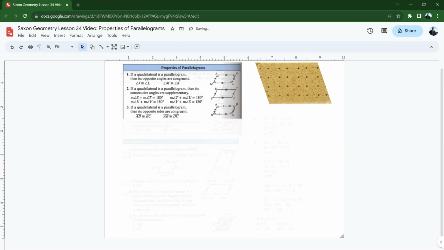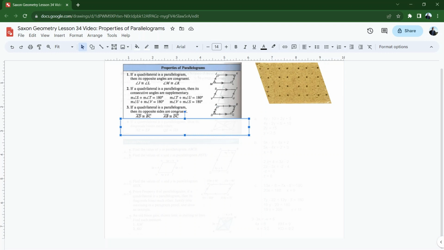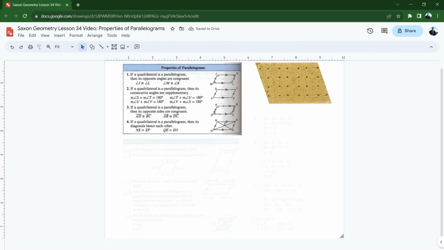And then we can also say that the opposite sides are congruent. The opposite sides have the same measure. And then finally, this is a little more complicated, we need to think about the diagonals, the lines that are connecting opposite vertices from each other to each other. Those lines will bisect each other.